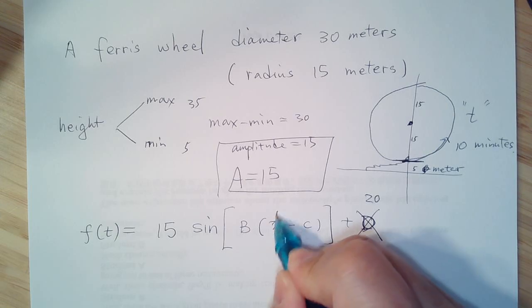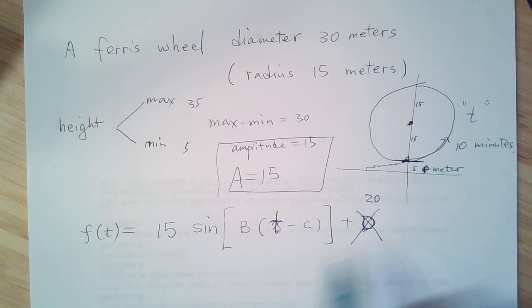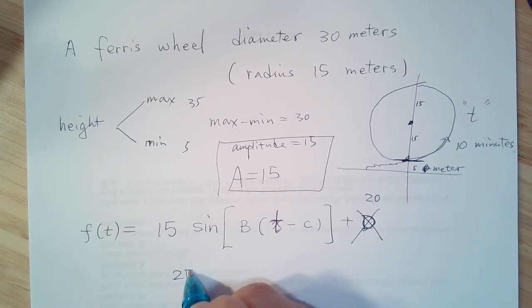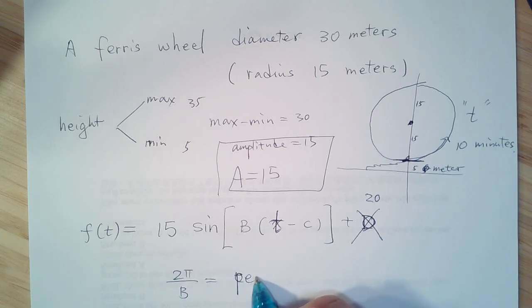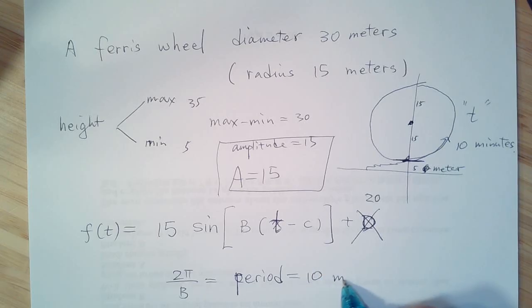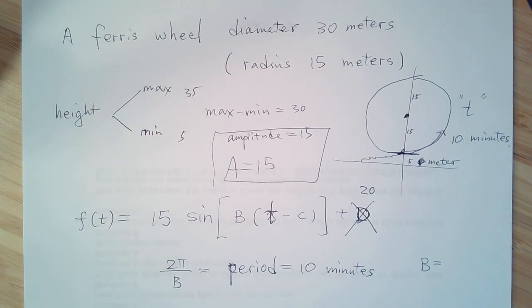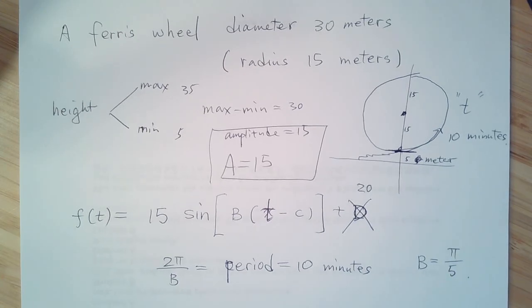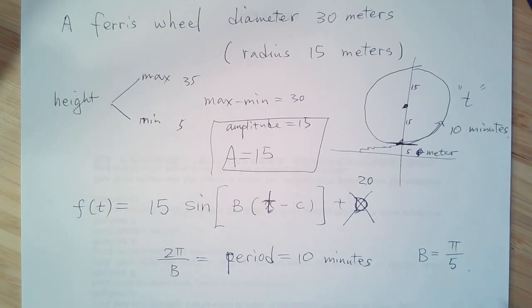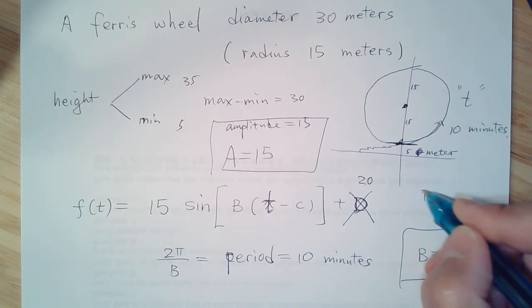Okay, so next one is I need to find b and c. Sorry, this is t. All right, now b, remember 2 pi over b is my period, which is 10 minutes. Can you find b? Yeah, 2 pi over 10. So pi over 5. That's my b. And my d is 20.